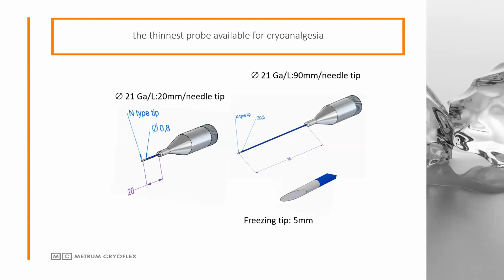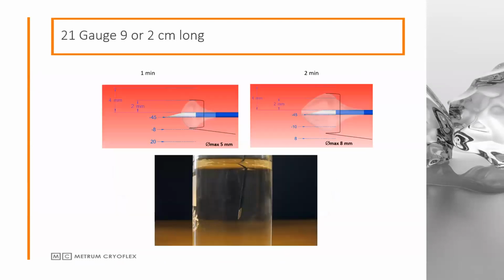There are different probes, there are different systems. This is one of the systems, but there's the probe that is 21 gauge with a 20 millimeter needle tip. And there is one that has a longer 90 millimeter needle tip. And the freezing tip for those cases is around 5 millimeter. There are other probes that are longer, this is the 21 gauge, again, 9 or 2 centimeter long. And you can see that after 1 minute, it reaches 5 millimeter and can reach up to 8 millimeter in diameter.